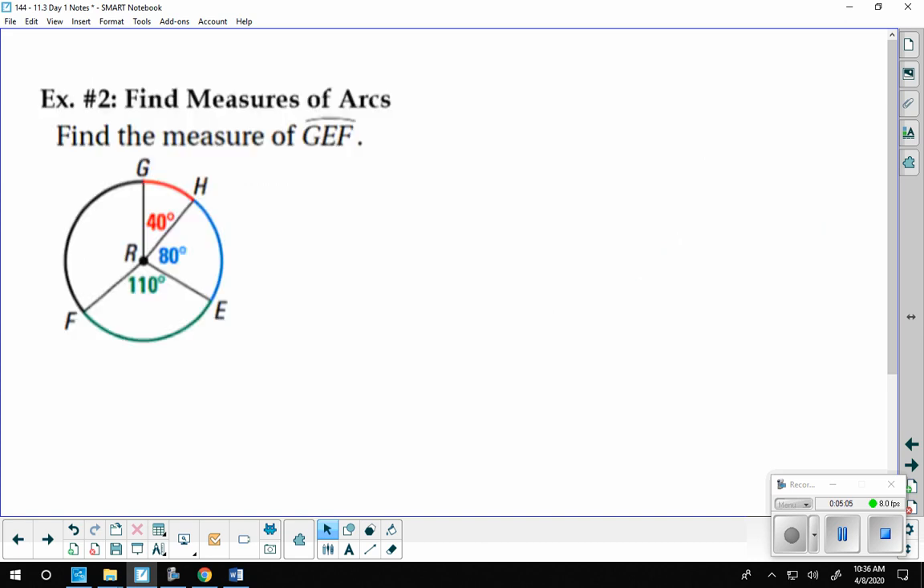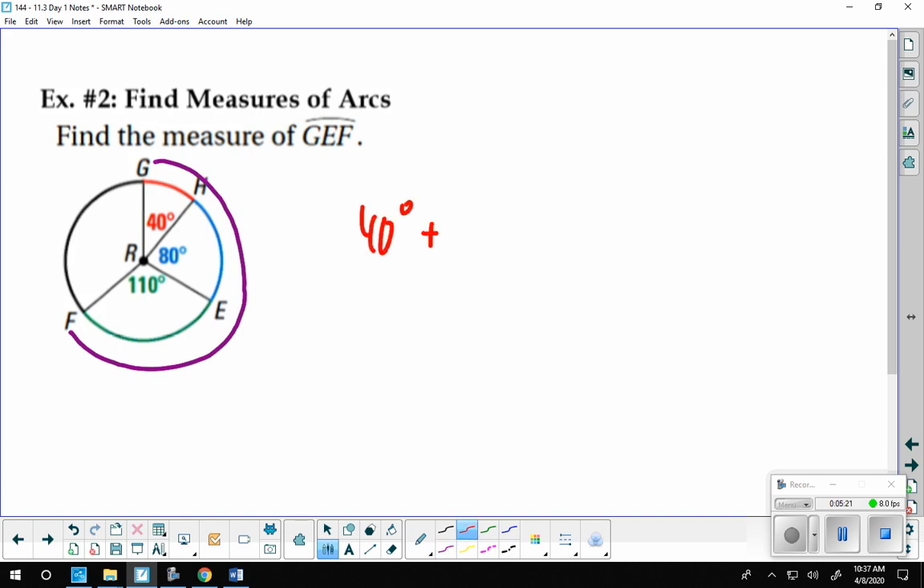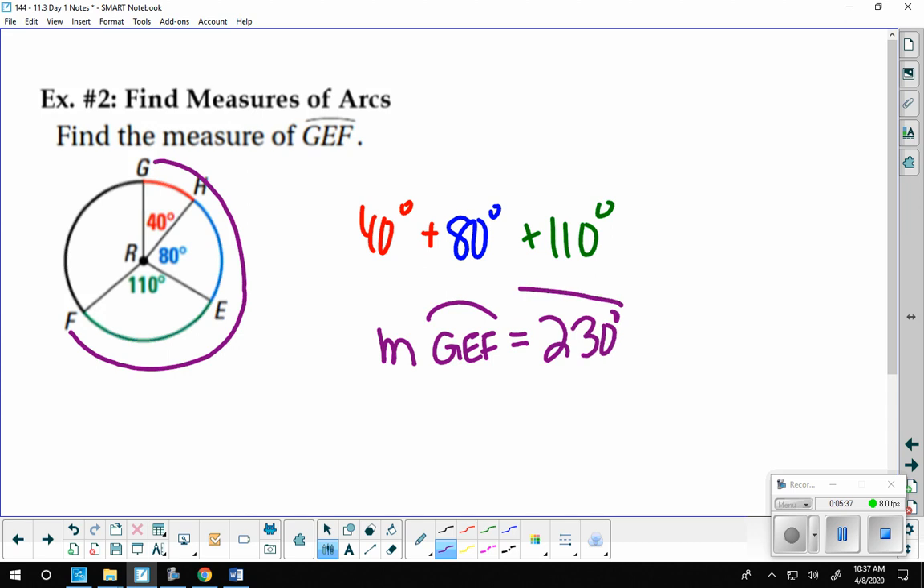So the next example says, find the measure of arc GEF. So let's find where arc GEF is. All right, we'll have to add all three of those arcs together then. So 40 degrees plus 80 degrees plus 110 degrees gives me the measure of arc GEF, which is 230 degrees.